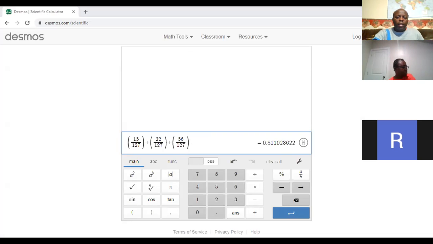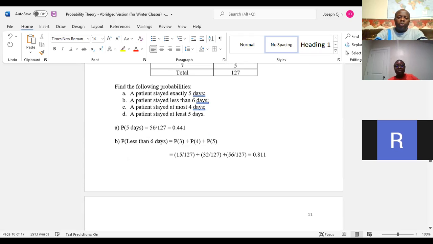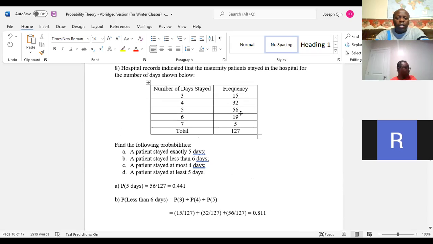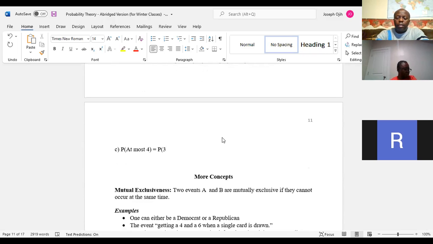So now next one will be the patient stays at most 4 days. At most 4 days means 4 days or less, so that one includes 4 days. So the probability of at most 4 days means 4 days or less. Because let's say 15 is for 3 days and 32 is for 4, so probability of 3 plus probability of 4.